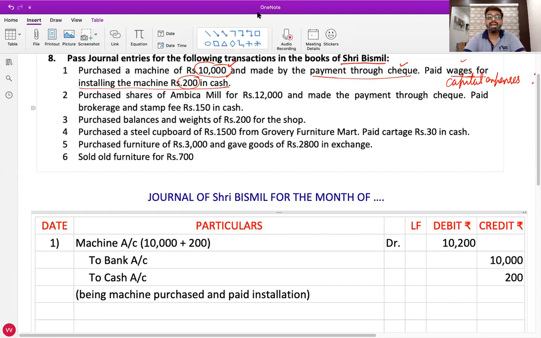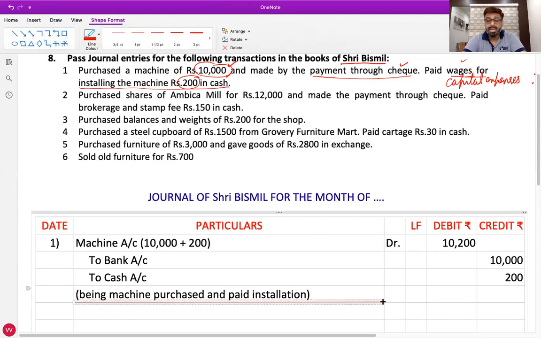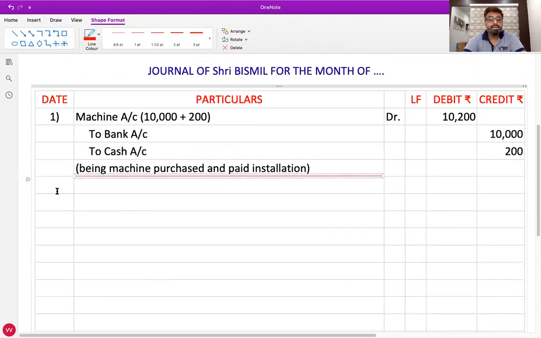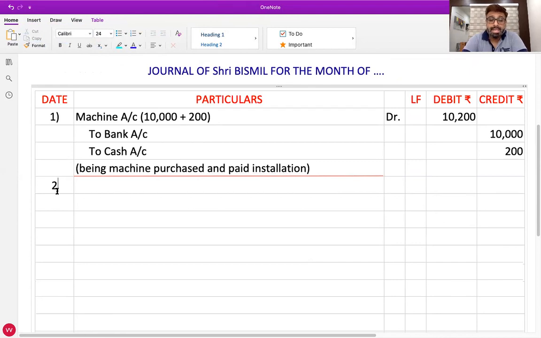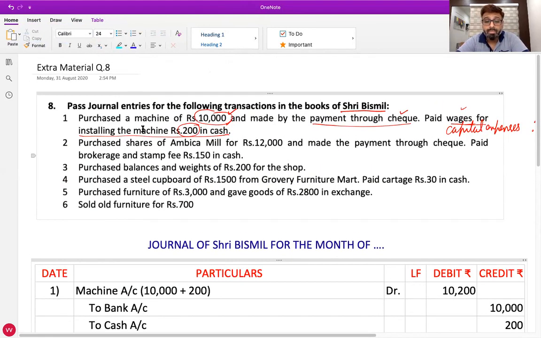Is everyone clear with that? Yes. And after the narration, you'll make a line. Now, second. Anyone who is not clear with the first transaction? Next.